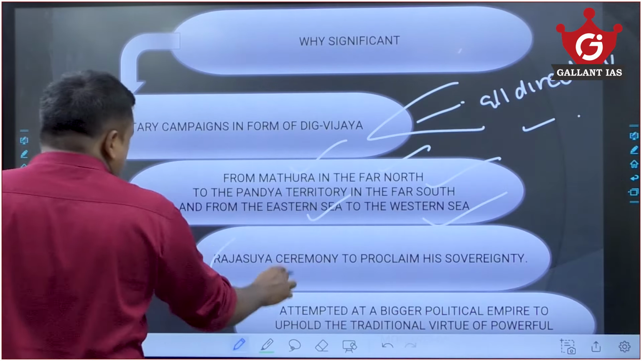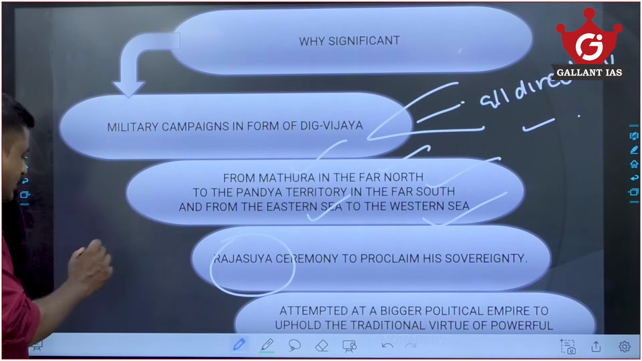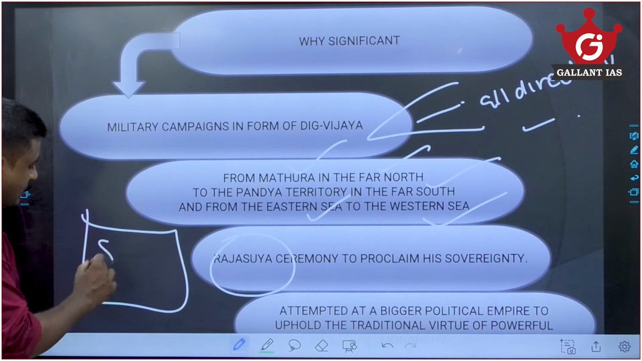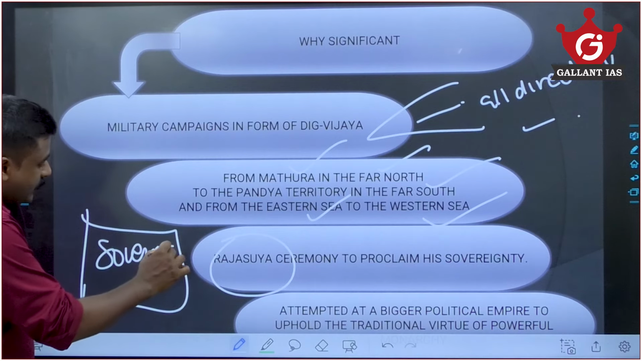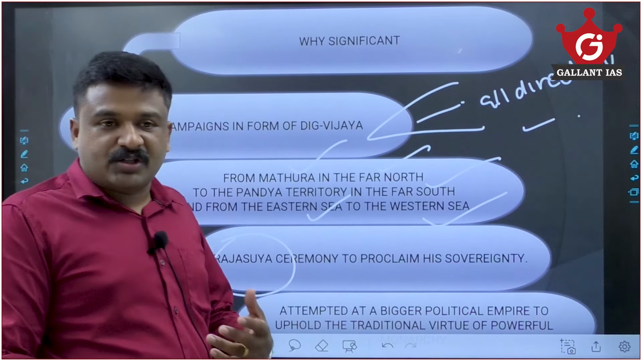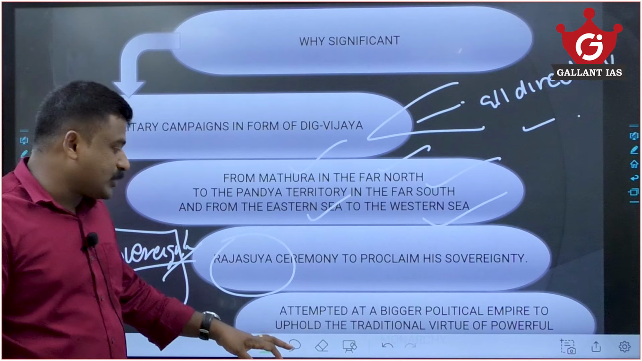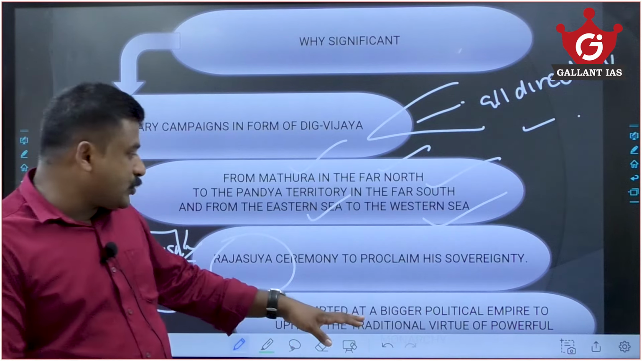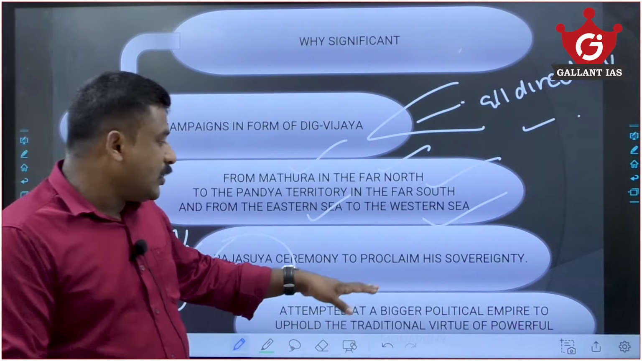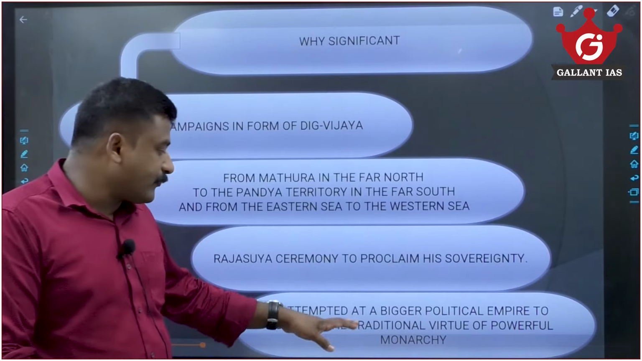Okay, then see the Rajasuya ceremony. The Rajasuya ceremony is always held under royal patronage. This is to establish the sovereignty of the ruler. Ashwamedha, Rajasuya, different royal sacrifices are there to proclaim his sovereignty. He attempted a bigger political empire to uphold the traditional virtue of a powerful state or powerful monarchy.